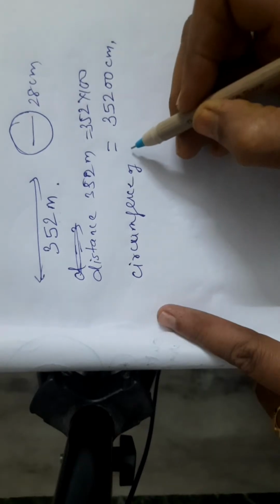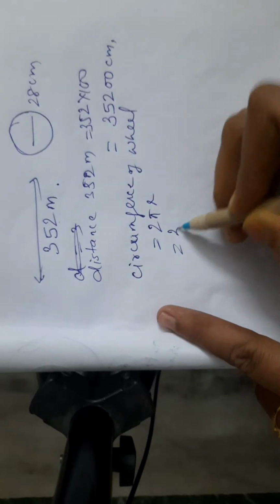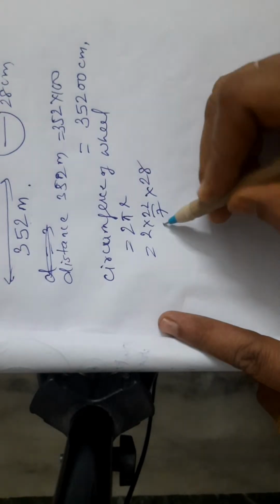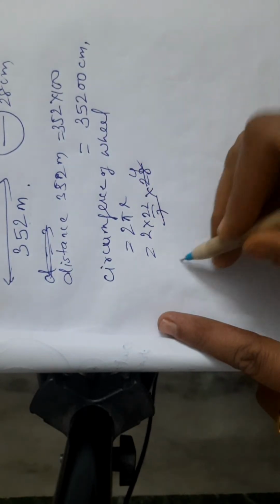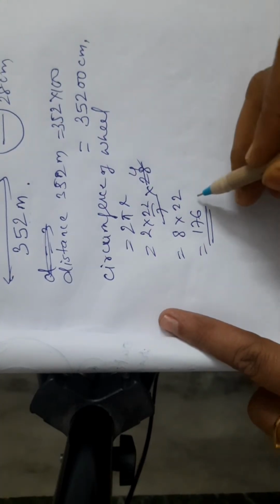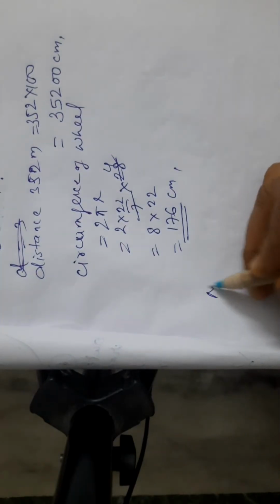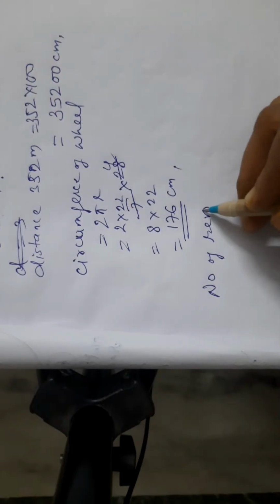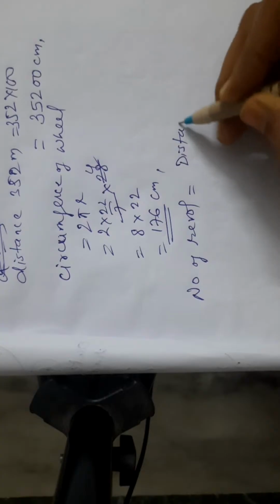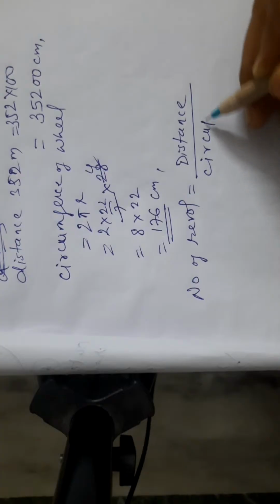Now the circumference of the wheel is 2 pi r. 2 pi is 22 by 7, radius is 28. Now 4 2s are 8, 8 multiplied by 22, it's 176 centimeter. We need to find the number of revolutions. To find the number of revolutions, we'll divide distance by circumference. So this formula you need to remember properly.